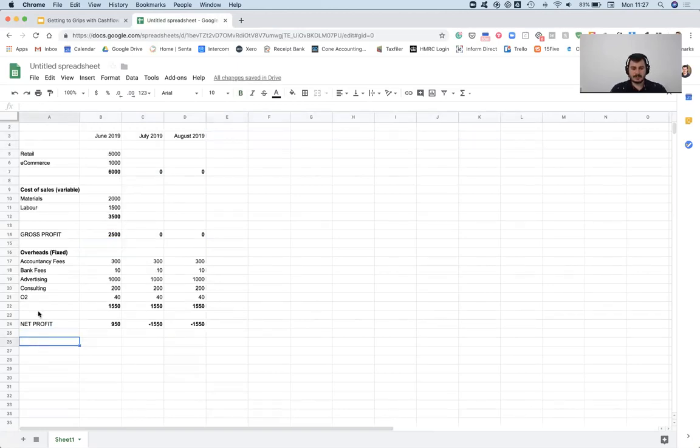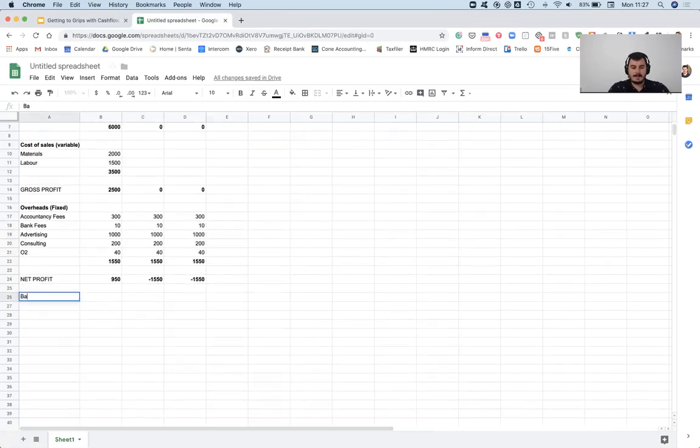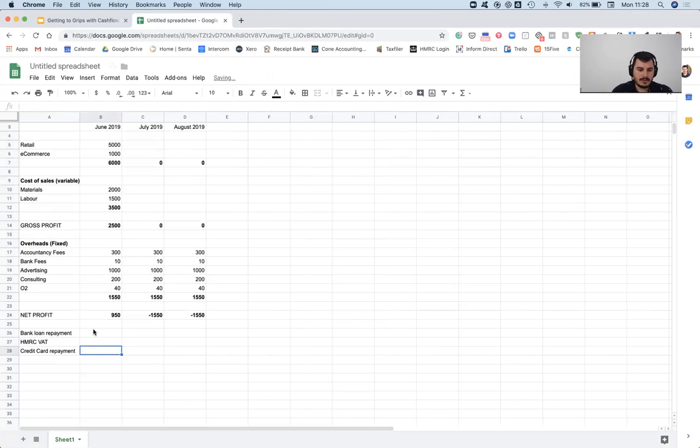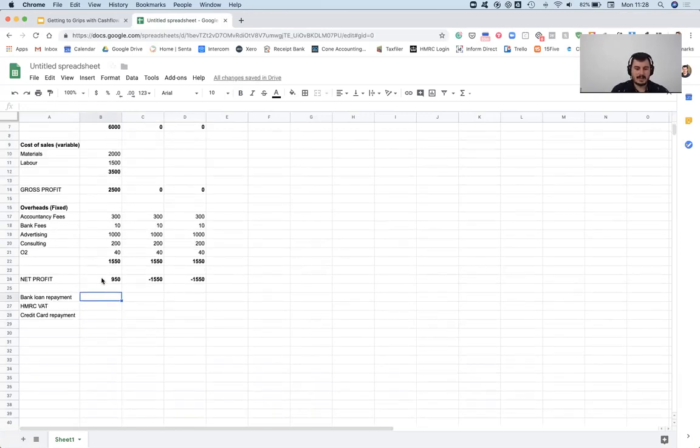Down here, we'd also have things like bank loan repayment, perhaps, maybe HMRC, VAT, and perhaps we could have something. Let me just have a look. Yeah, I think that'll be fine for now. Maybe credit card repayment, something like that. Because remember, although we've broken this down like a profit and loss, it's not actually looking at that profit, like we said before, that isn't your cash.